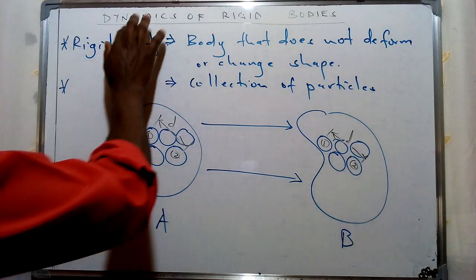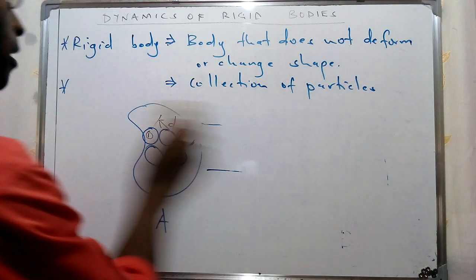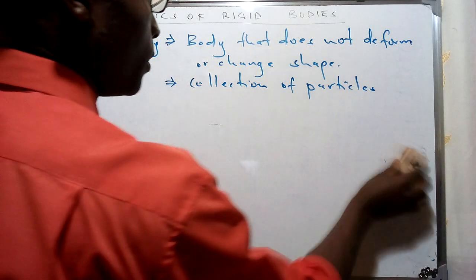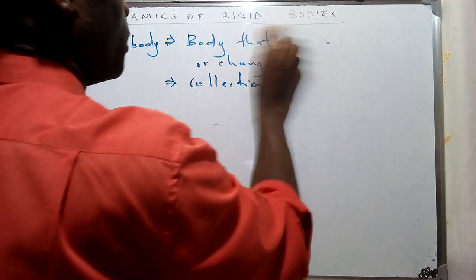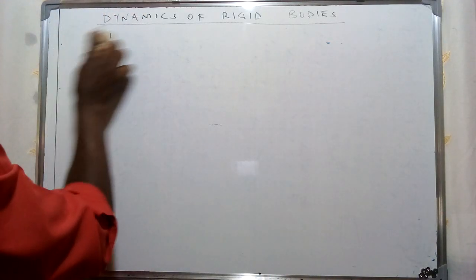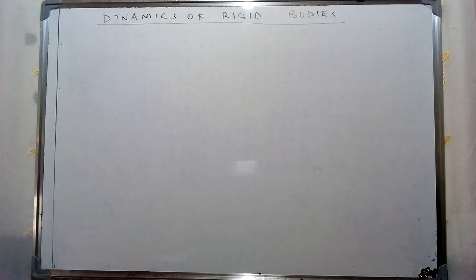Now, therefore, the topic of discussion for today, having defined the concept of a rigid body, is going to be the dynamics of a rigid body. The dynamics of a rigid body deals with the motion of these rigid bodies. And in this motion of rigid bodies, there are some laws which we are going to consider, which are going to assist us in coming up with a range of formulas, which will help us appreciate this specific treatment of these rigid bodies.